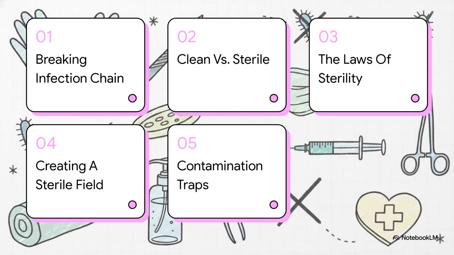Here's our surgical checklist for today's explainer. We're going to cover breaking the infection chain, clean versus sterile technique, the laws of sterility, creating a sterile field, and finally, common contamination traps.